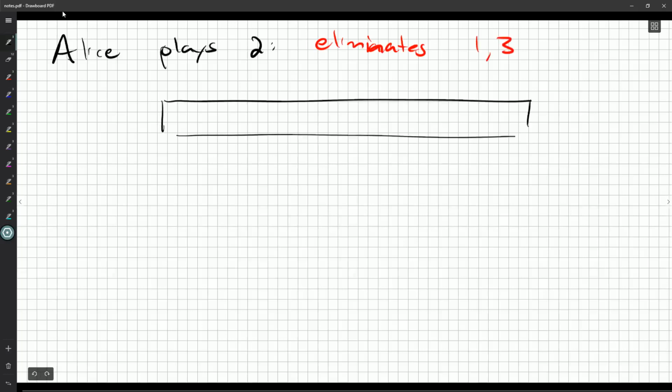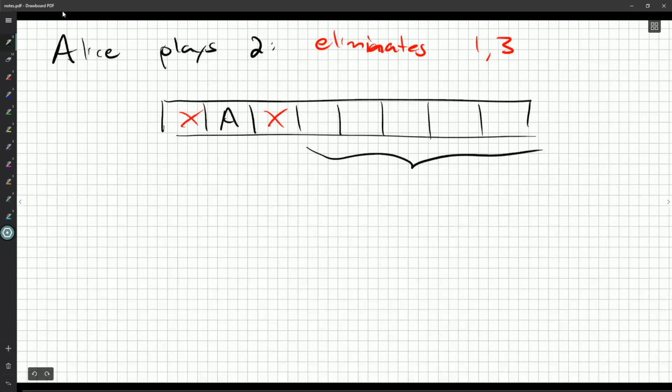Alright, what if Alice plays at 2? Well, now this eliminates 1 and 3. But I think that's just going to leave us with 5, which is what happened in A. 3, 4, 5, 6, 7. So Alice plays here. Yeah, we're just left with 5 again. So this leaves 5 in a row.